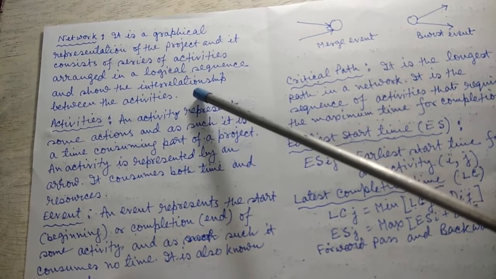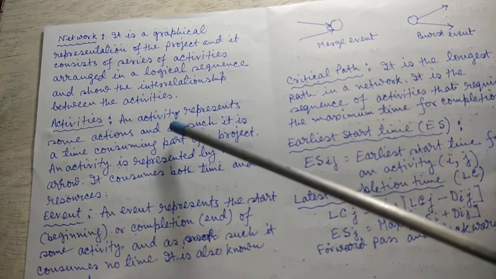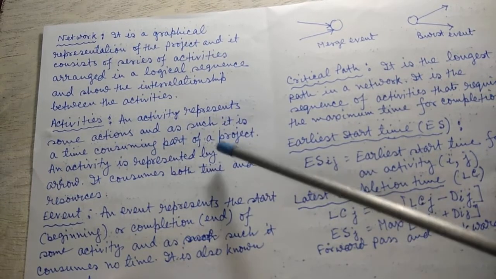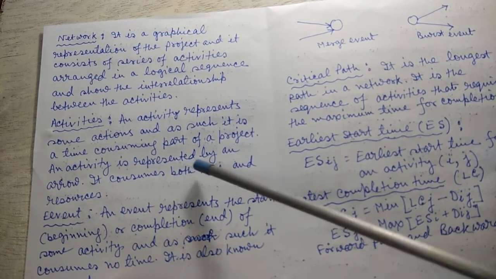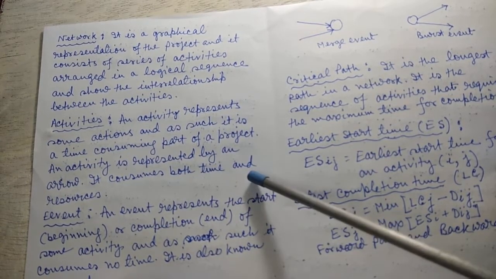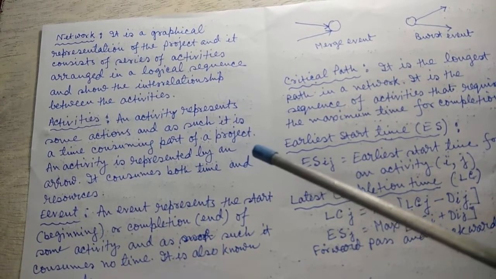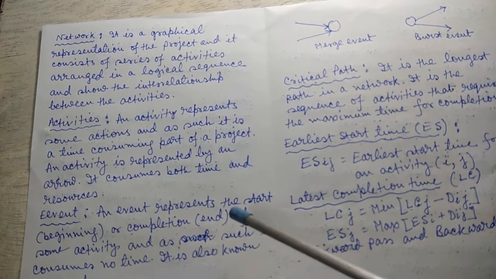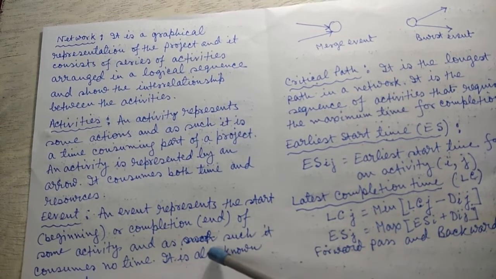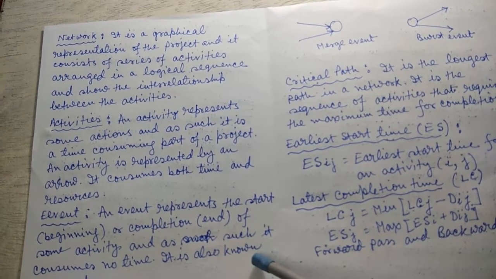So what is an activity? An activity represents some actions, and as such it is a time consuming part of a project. An activity is represented by an arrow. It consumes both time and resources. Now, event. An event represents the start, that is beginning, or completion, that is end, of some activity, and as such it consumes no time. It is also known as a node.